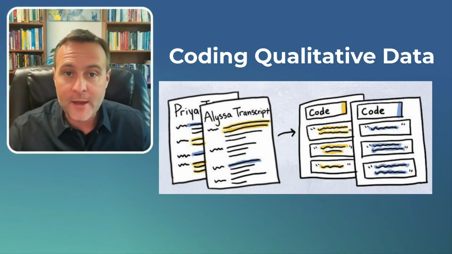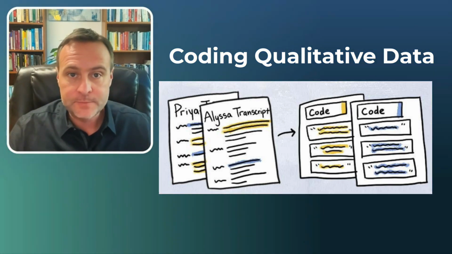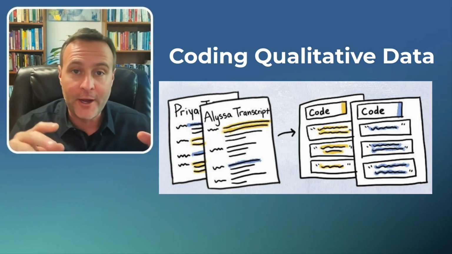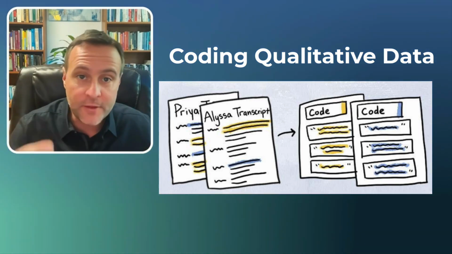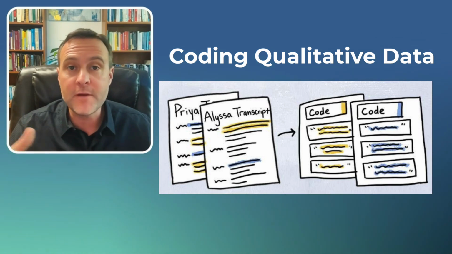So why does it matter? It helps organize large amounts of text into manageable insights. It also helps identify recurring ideas. You can see how often certain things are coming back up, emotions, concepts, and it helps support theory development in qualitative research.